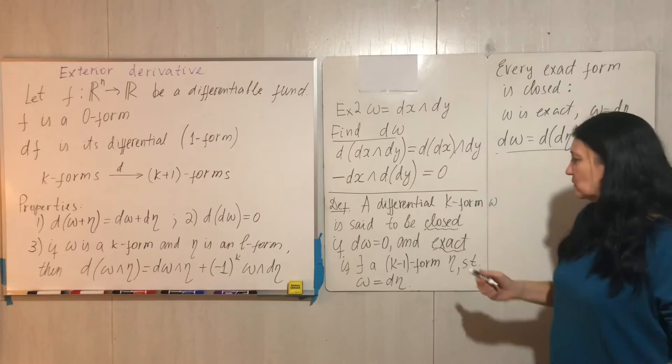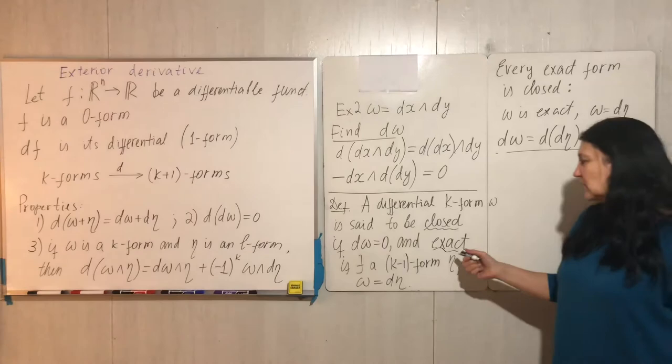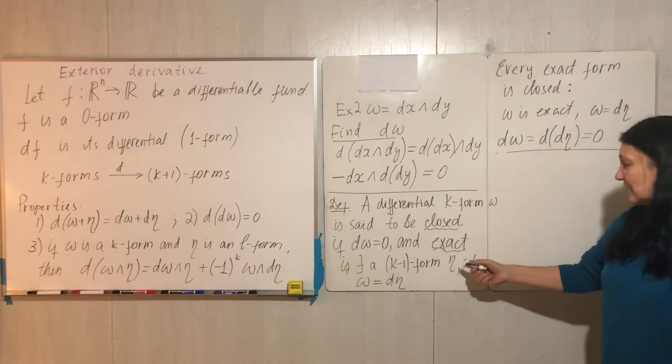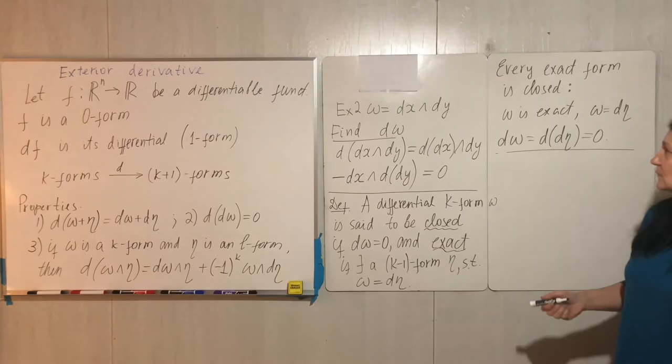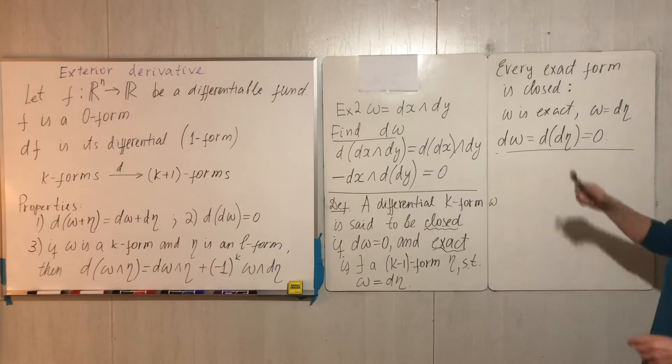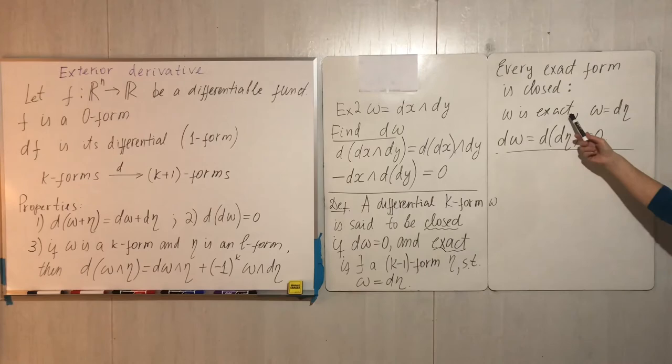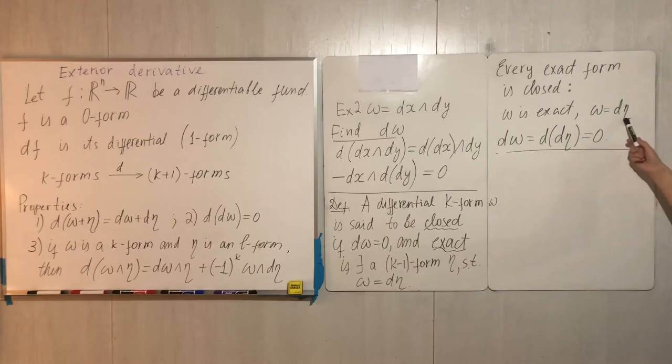And exact: a differential k-form omega is called exact if there exists a (k minus one)-form eta such that omega is d eta. So this is the definition. We can easily see that every exact form is closed. Suppose omega is an exact form. Then, according to the definition, there exists eta such that omega is d eta.